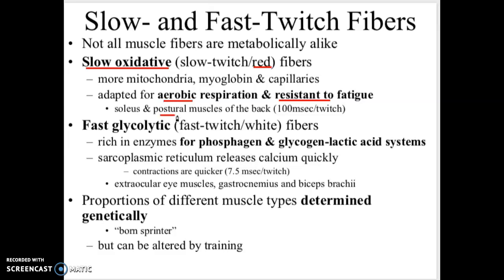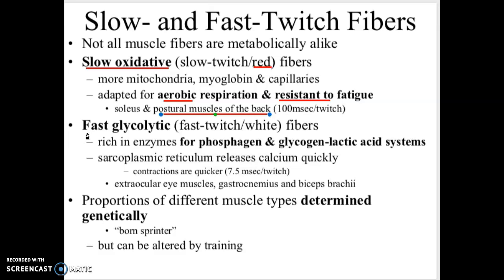For example, some muscles in your back are slow fibers. They don't move very quickly, but they are able to stay contracted for a long period of time. So you don't want to be sitting here and all of a sudden have your back muscles get too tired and you just collapse over.